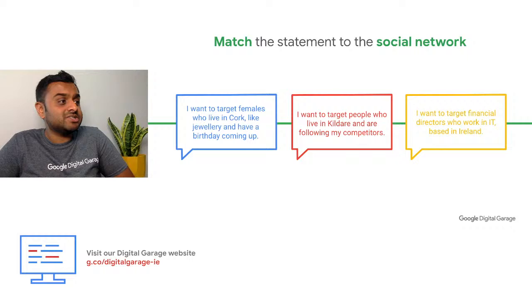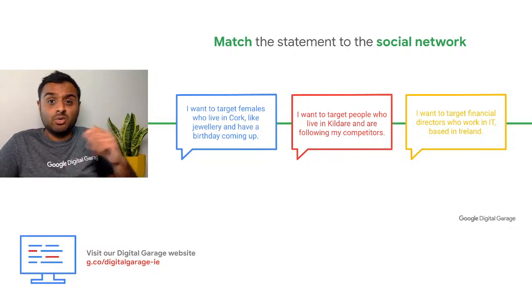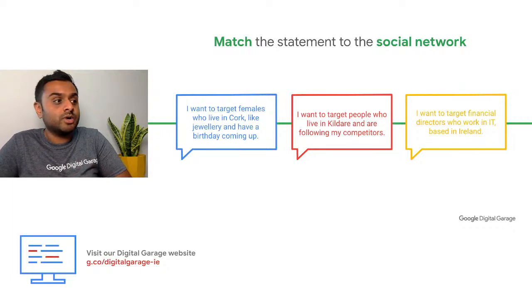So if we match some of these statements, say I want to target females who live in Cork, like jewelry, and have a birthday coming up. Facebook would probably be the most appropriate platform for that, because you've got the interest there, which is jewelry, and you've got a life event in a birthday coming up as well.